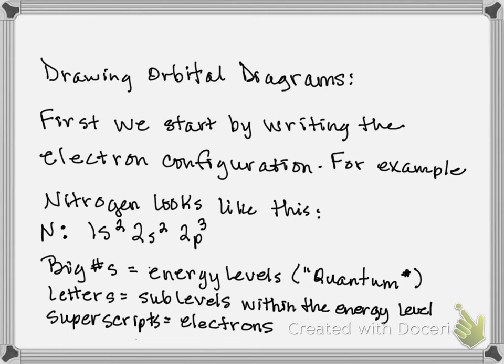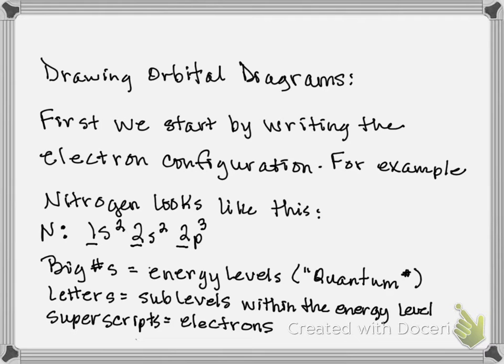Again, we can verify that we have the right electron configuration simply by adding up the superscripts, which represent the electrons, of course. And when we add up those superscripts, we obtain the answer of 7. There are 7 protons in nitrogen, and when it's an atom, there are also 7 electrons. The big numbers in this electron configuration, such as this 1, that 2, and that 2, represent the energy levels, also called the quantum number.